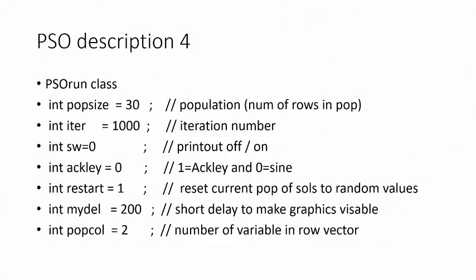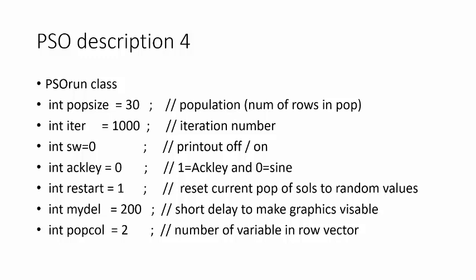This is a fragment of the class file PSO run, showing that the population size is 30 and the iteration count is 1000. There's a switch to switch off the print functions. ACLI is an alternative function that we can solve. At the moment it's currently set to solve the sine wave problem.